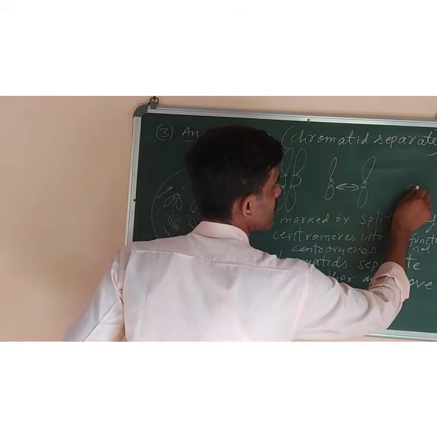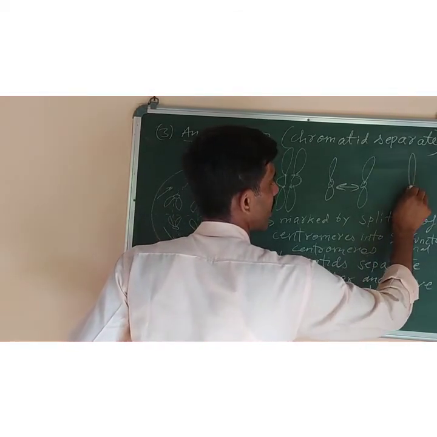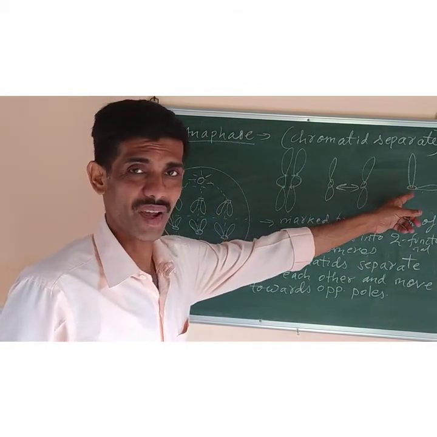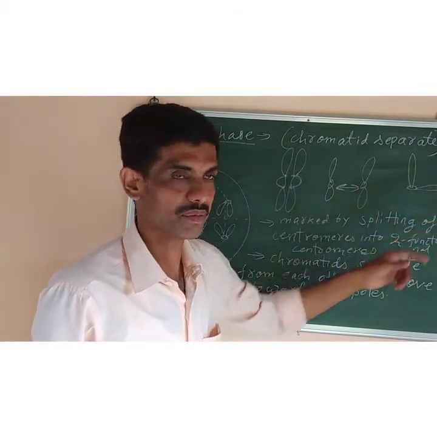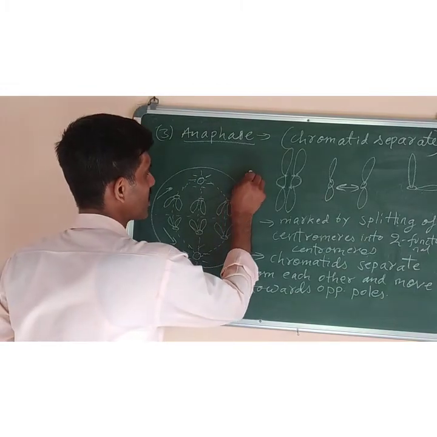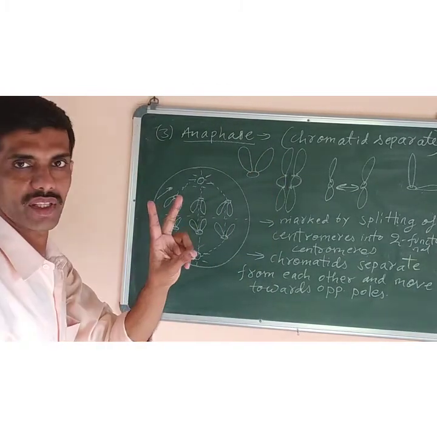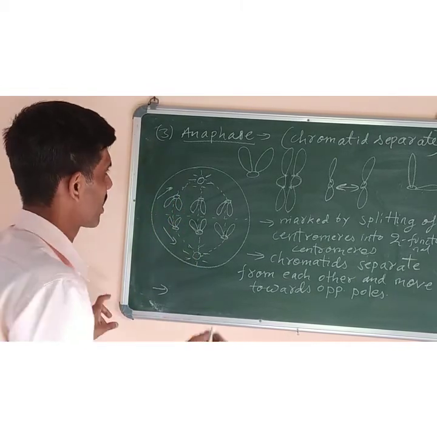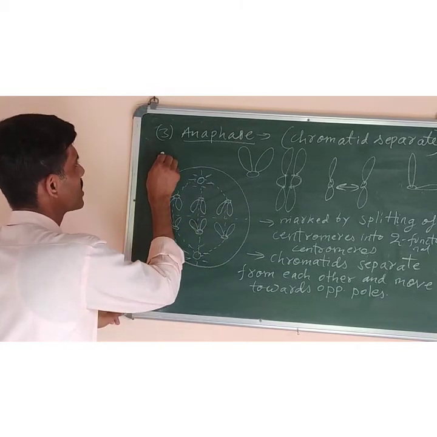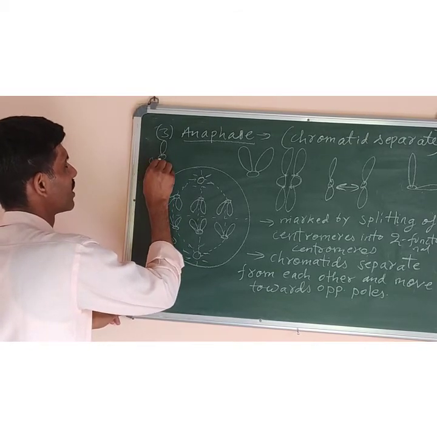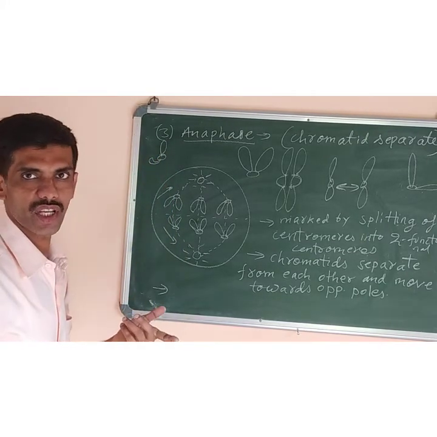If I put the centromere here, what is the shape of this chromatid? It appears like an L shape. Okay, what about this one? If the centromere is here, it appears like a V shape. Now next, the centromere is here, one chromatid here, another one is like this. It appears like a J shape.